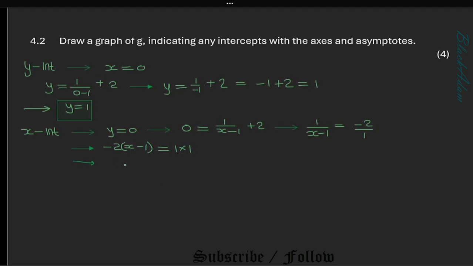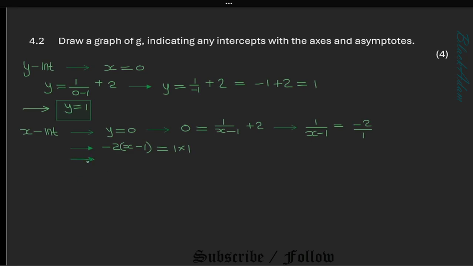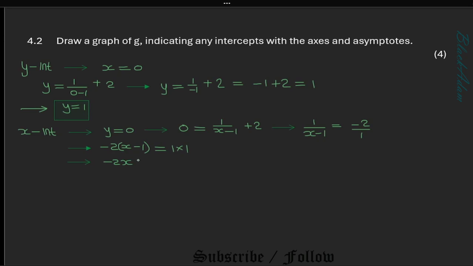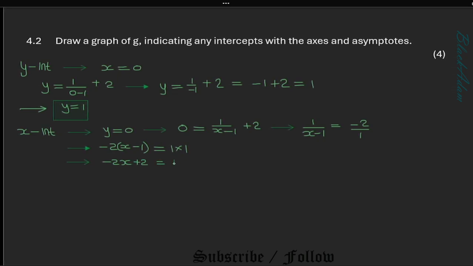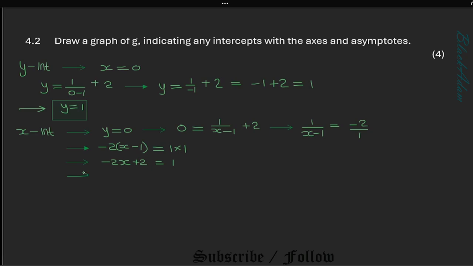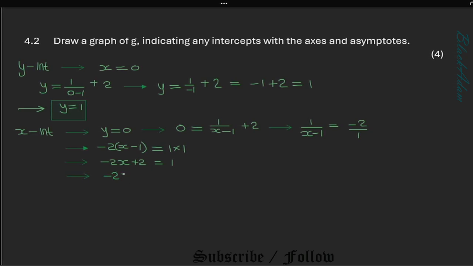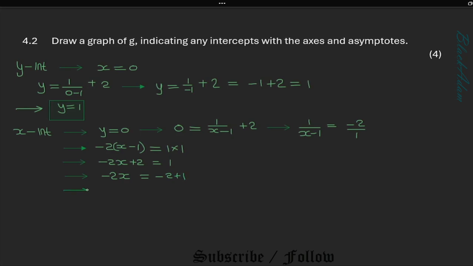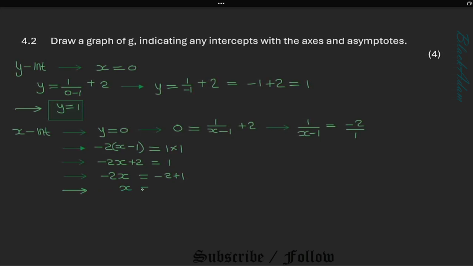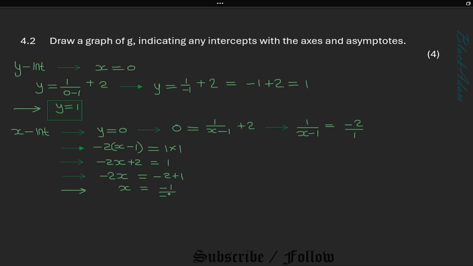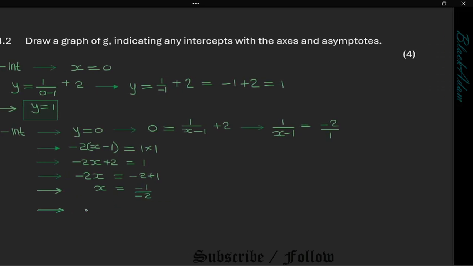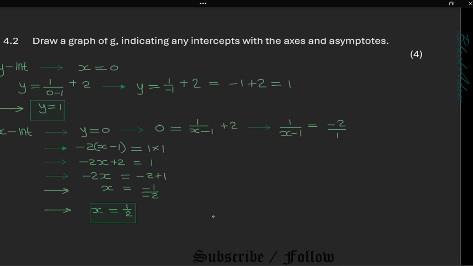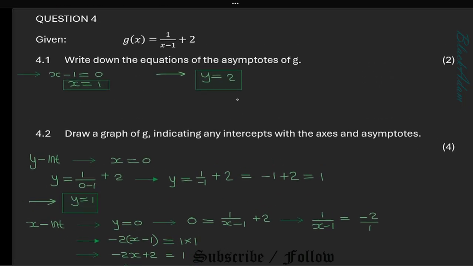And then we have negative 2x plus 2, as we multiply by negative 2 in brackets, and then we have 1 times 1 is 1, and then we have 2x is equal to negative 2 plus 1. So x is going to be negative 1 over negative 2. So that means that we have x is equal to half. So those are the intercepts.